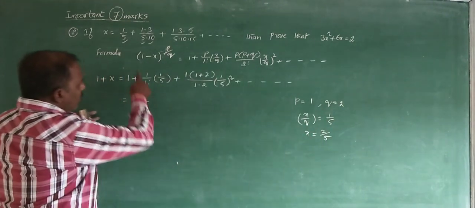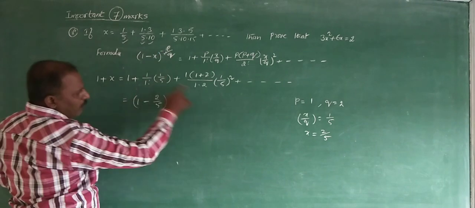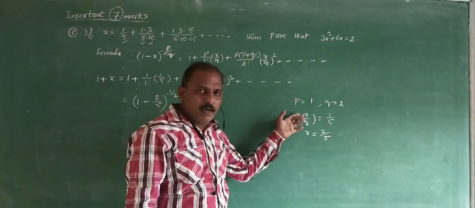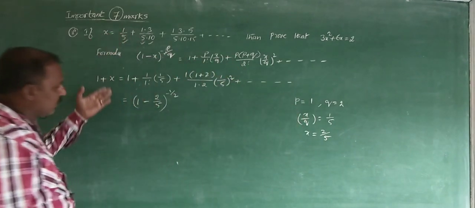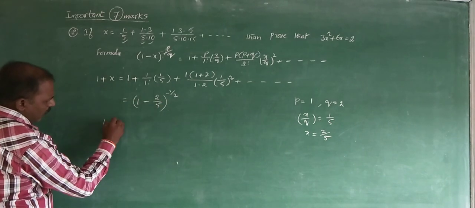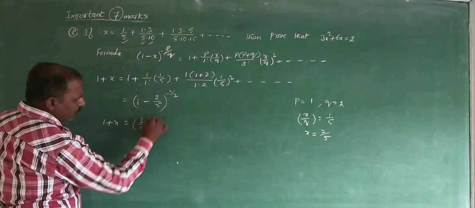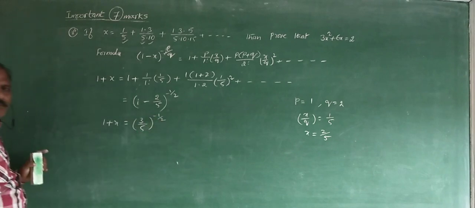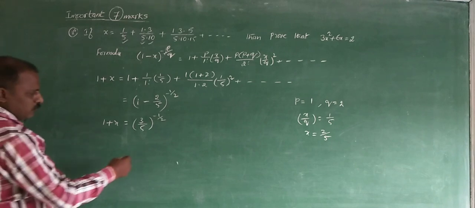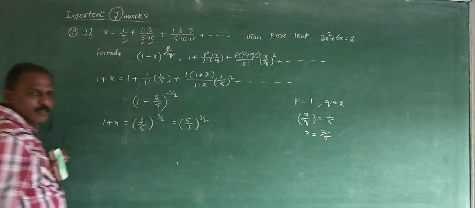So I can write in the formula 1 minus x whole to the power of minus p by q, which is minus 1 by 2. This x is related with the formula, and the other is the x given in the question. Now, 1 plus x is nothing but 3 by 5 whole to the power of minus 1 by 2. You can write this as 5 by 3 whole to the power of 1 by 2.